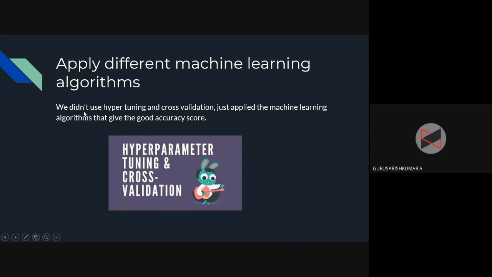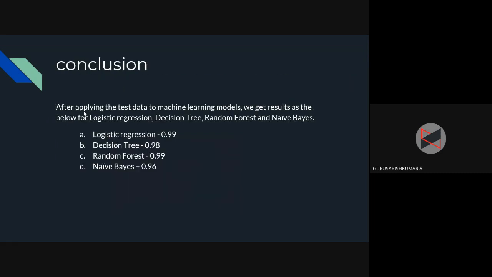We just apply the machine learning algorithms that give the maximum accuracy score. So we didn't use any hyperparameter tuning and cross validation. After applying all the machine learning algorithms, we found that logistic regression and random forest are the best algorithms for this data set.